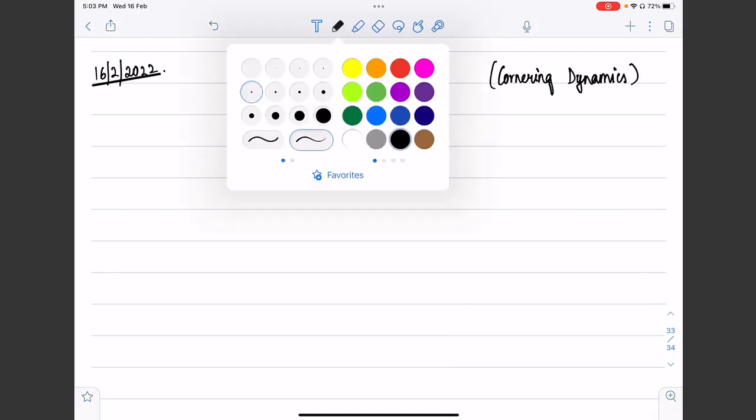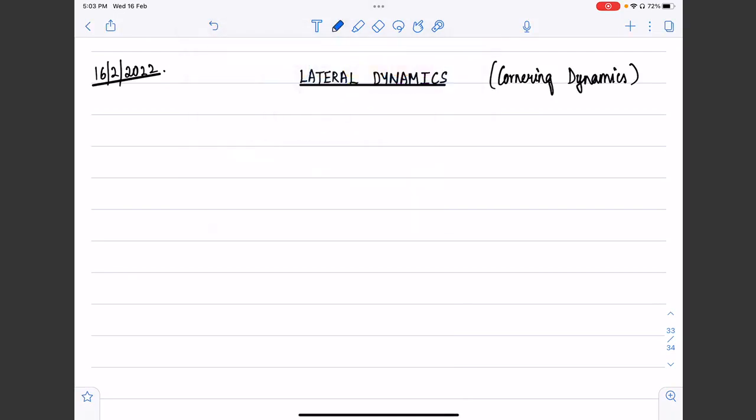So let's look at what this lateral dynamics model is and where it will find usage before we go into specific models. The lateral vehicle dynamic model, as the name indicates, is essentially used for characterizing the lateral response of the vehicle, by and large in response to a steering input from the driver. Okay, so that's what it is used for.